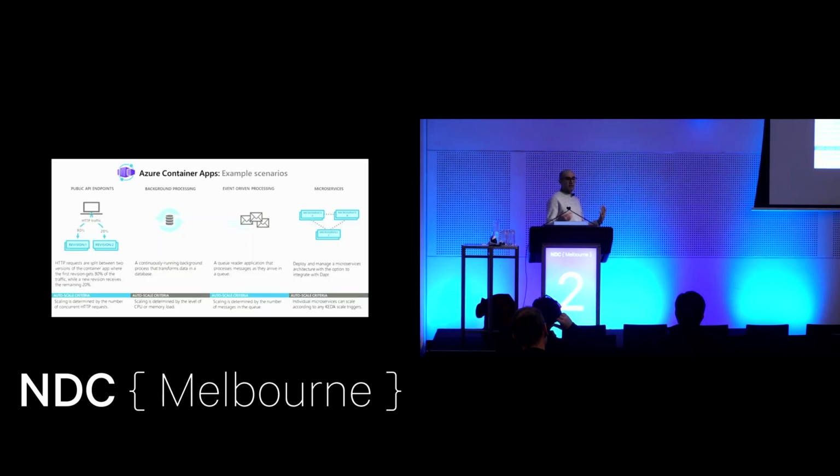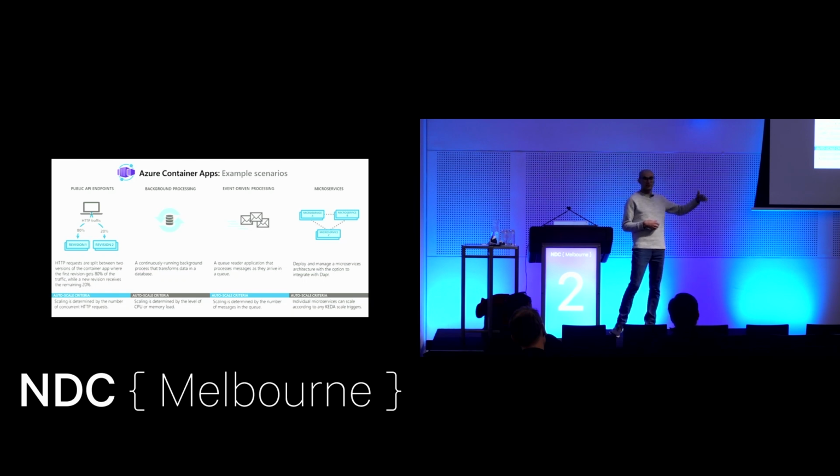If you have public endpoints or public APIs that you want to expose, this is a great service for you to get started. Background processing, you could do this with AKS as well, but this one supports it natively using a continuously running background process. You have scaling automatically built in. You also have event-driven processing. This can be integrated directly with Azure Functions, Event Grid, Event Hubs and stuff like that, which gives you the ability to create event-driven solutions at a large scale.